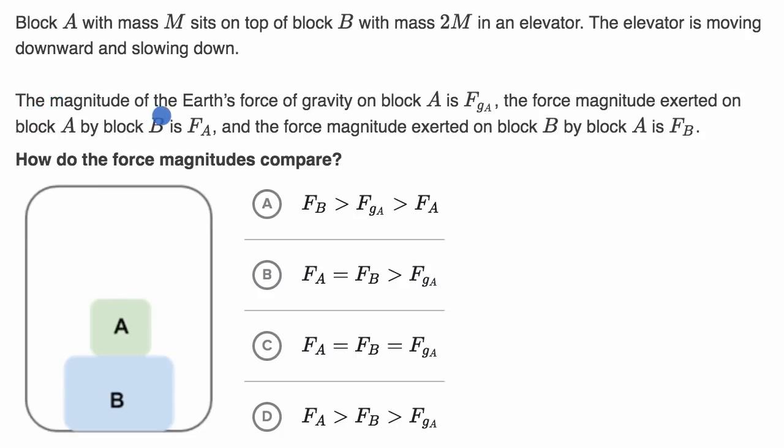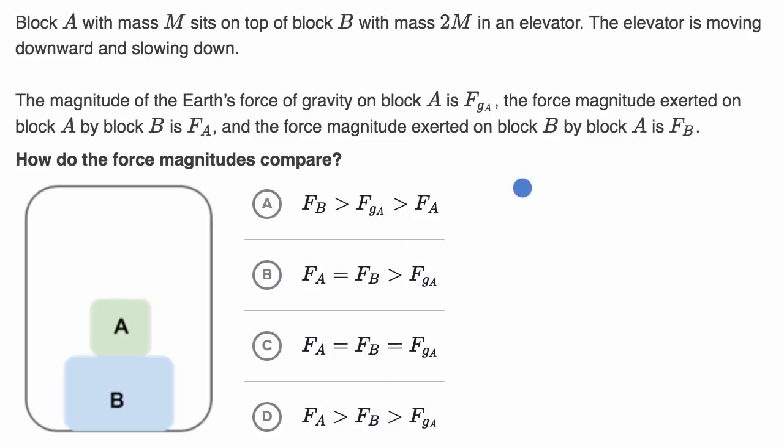The magnitude of the Earth's force of gravity on block A is F sub g sub A. The force magnitude exerted on block A by block B is F sub A. And the force magnitude exerted on block B by block A is F sub B. How do the force magnitudes compare? This is fascinating. So pause this video and see if you can figure it out on your own.